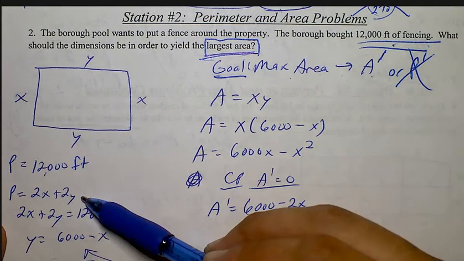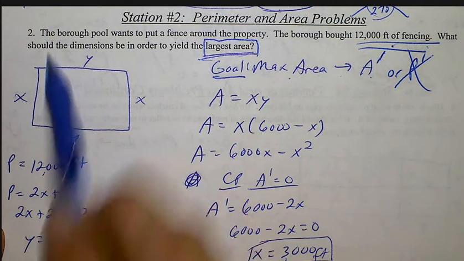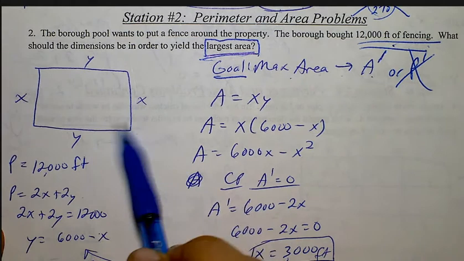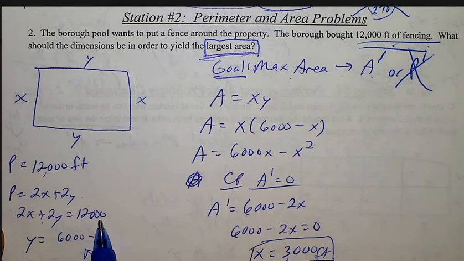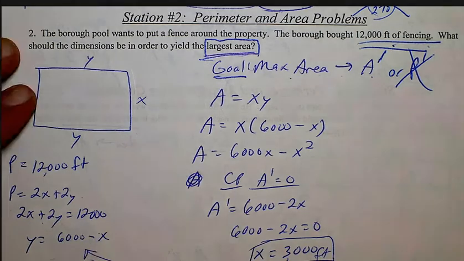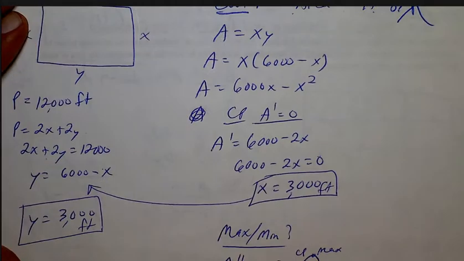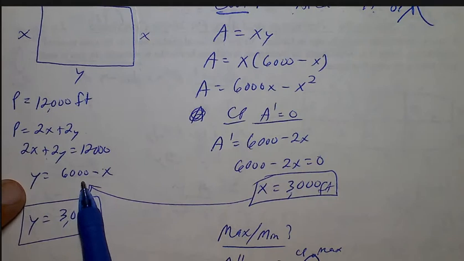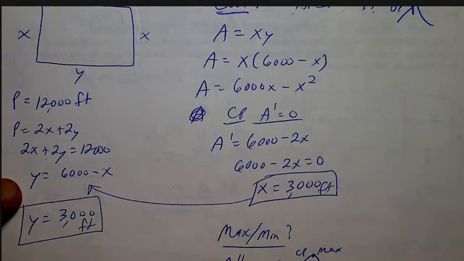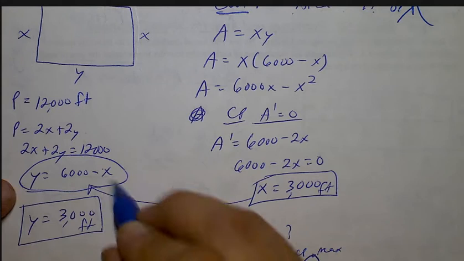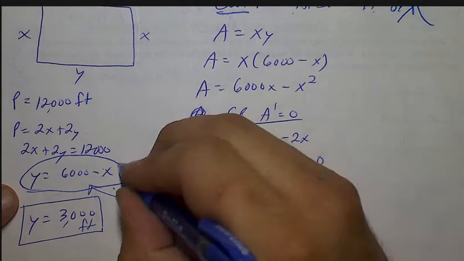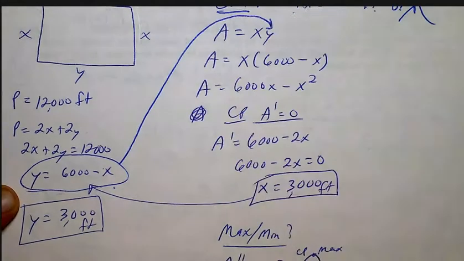So if I have 2x plus 2y equals 12,000, I can solve that for one of the variables. In this case I just solved it for y. It really doesn't matter, x or y is fine. And I'm going to substitute this into the area function, so that now, instead of x times y, this is my x times y.